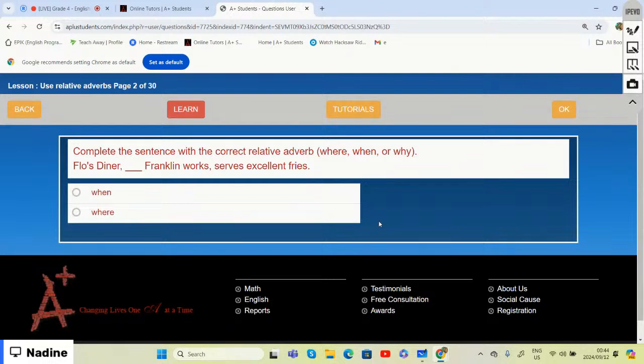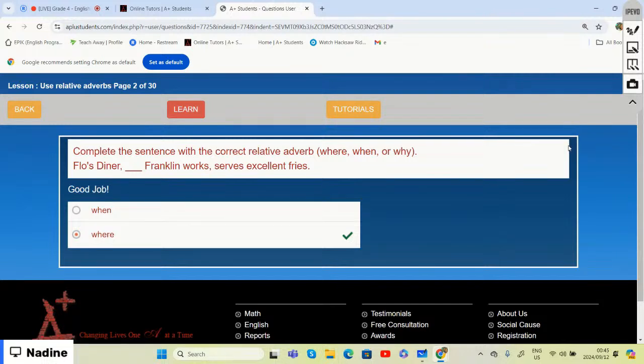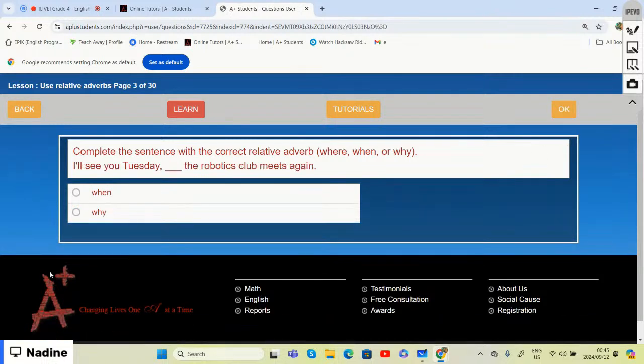Yes, and if we were to give the correct answer, we can say Flo's Diner where, tells us where Franklin works. They serve excellent fries. Well done. Where is correct. All right, let's do the last one.